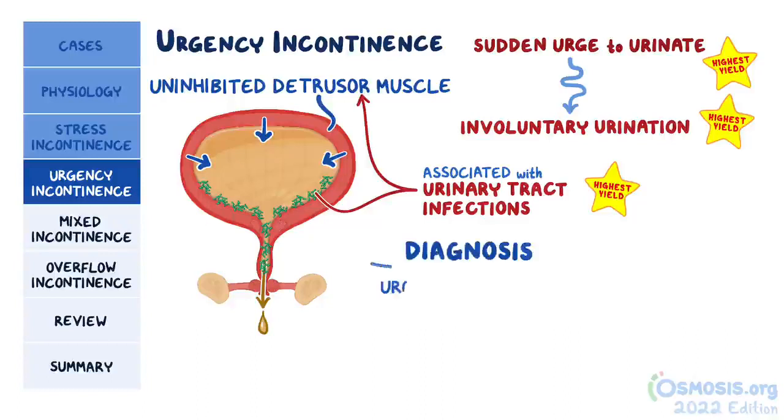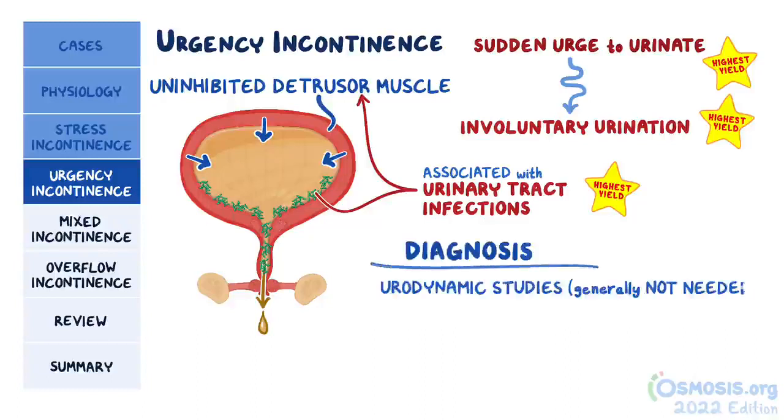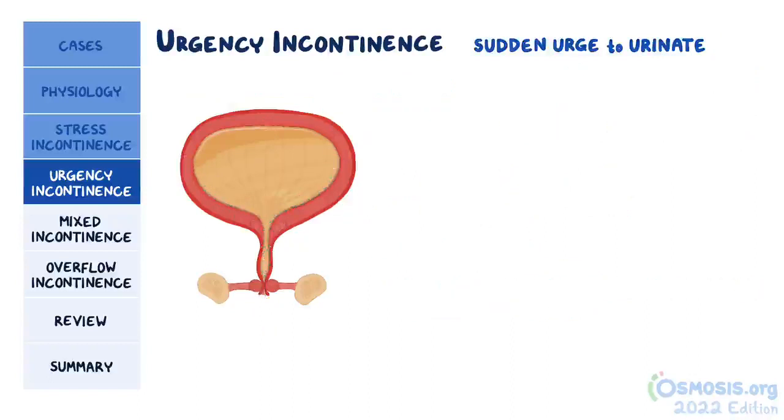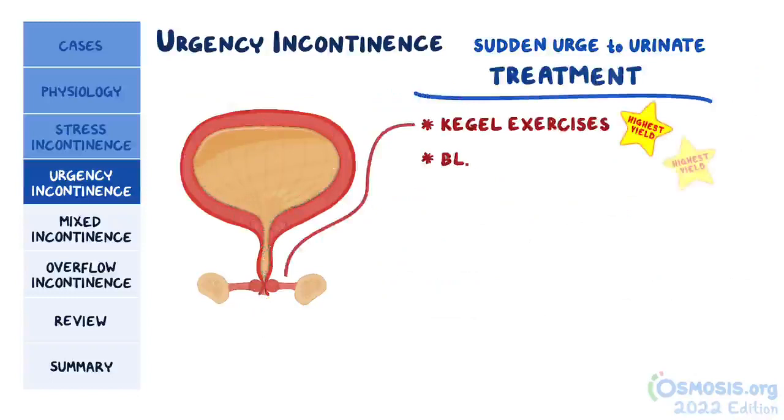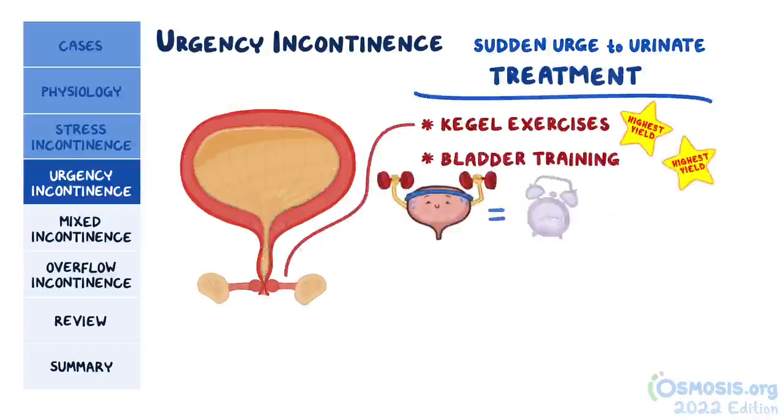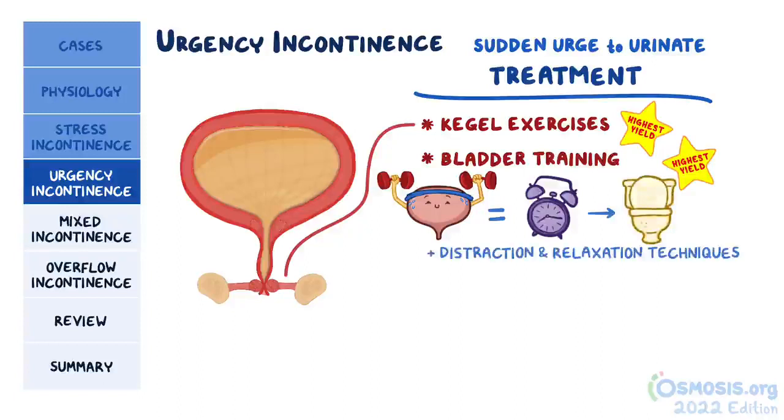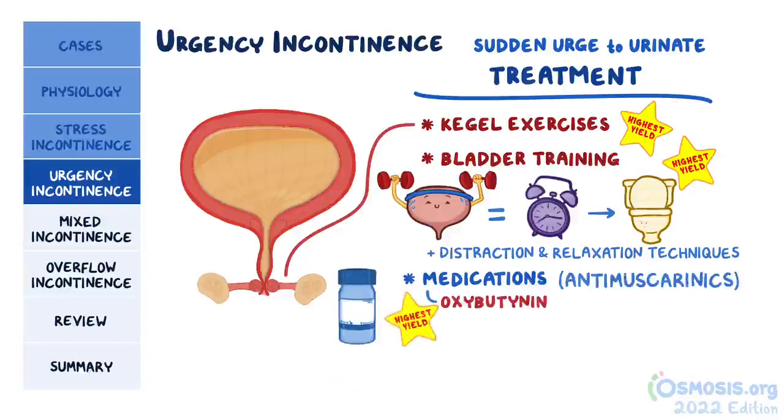For diagnosis, urodynamic studies are generally not needed, but if performed, they will show detrusor overactivity. Now, for your exam, it's important to remember that the first-line treatment for urgency incontinence relies on Kegel exercises, bladder training, like establishing a timetable for when to go to the bathroom and empty the bladder, as well as distraction or relaxation techniques. If behavioral training fails to improve the symptoms, medications such as antimuscarinics like oxybutynin can be used to decrease detrusor muscle contractions.